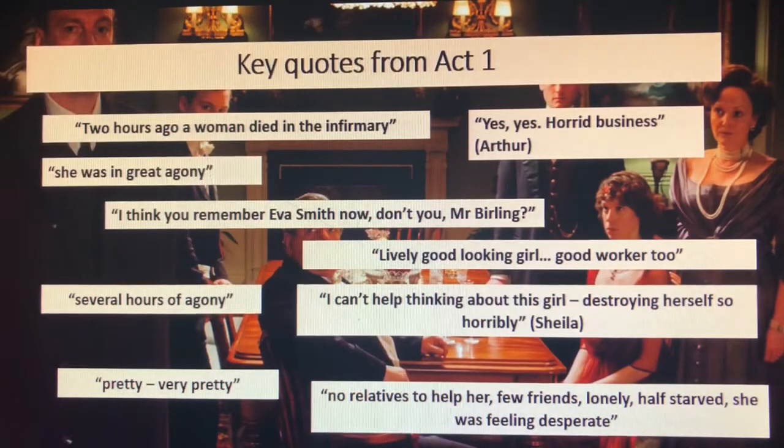And now let's look at some key quotes from Act 1. We're given some quite grisly details of her death. The Burling's lack of empathy is clear in the words used by Arthur. And we're also reminded she is pretty, very pretty, by the inspector. Finally, we find out she was lonely, half-starved.